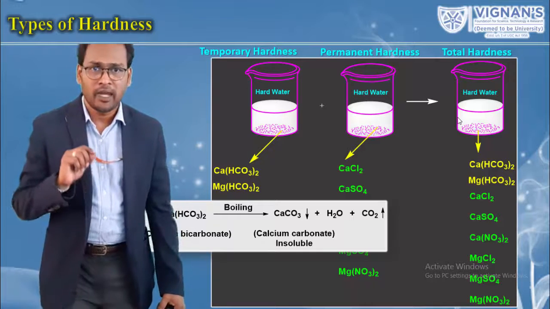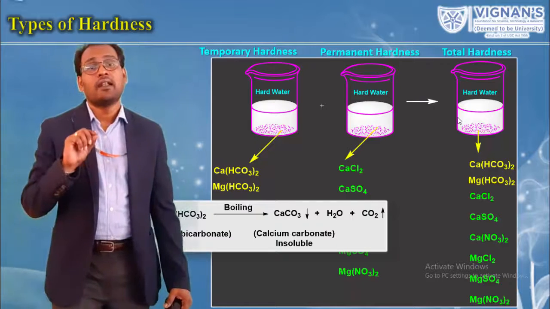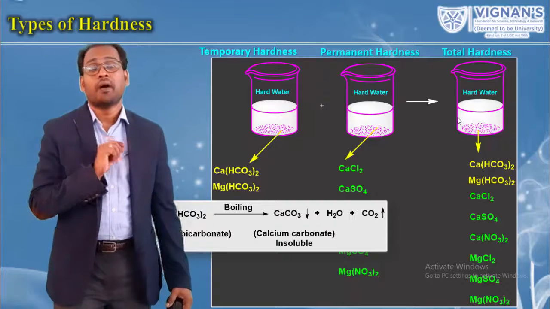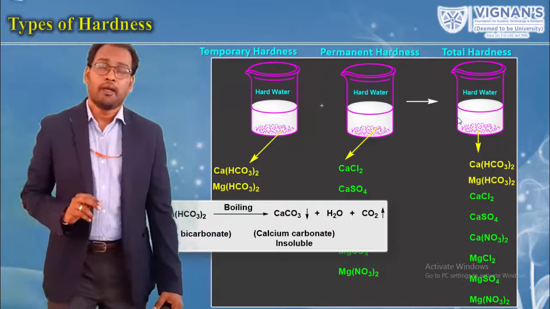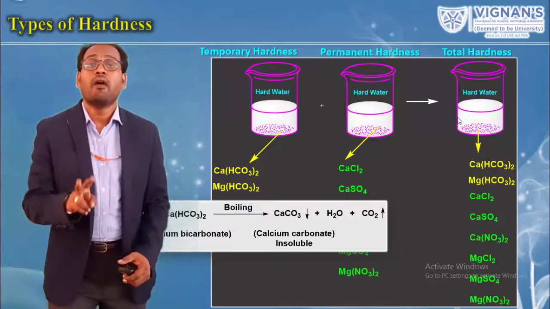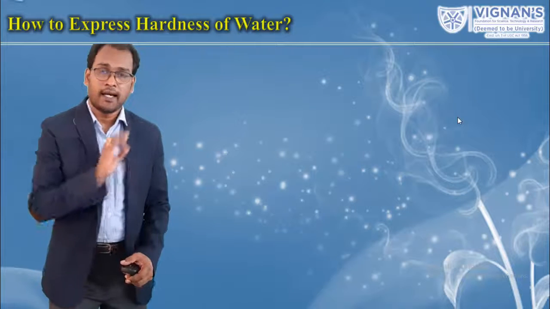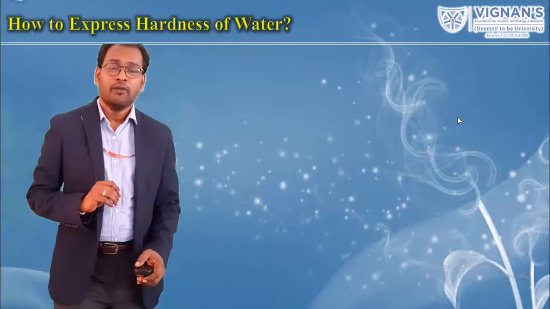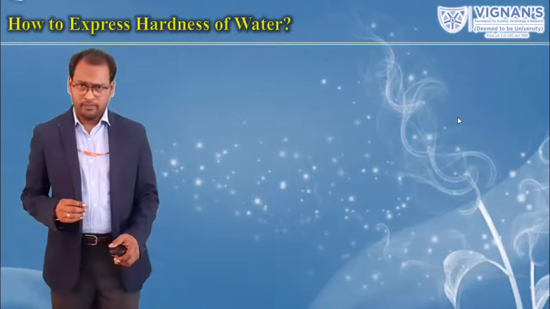Temporary hardness is mainly caused by carbonate-causing salts like carbonates and bicarbonates, whereas permanent hardness is caused by salts apart from carbonates and bicarbonates. The sum of permanent and temporary hardness will give you the total hardness of the sample. Right? If this is understood, we will go to the next thing.